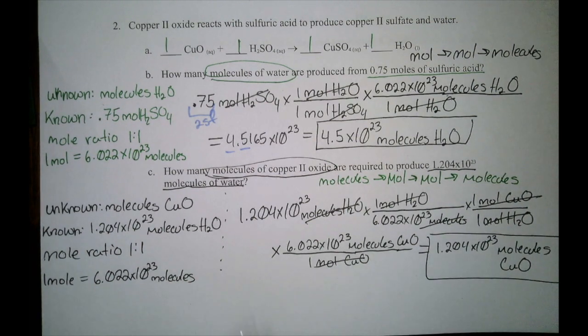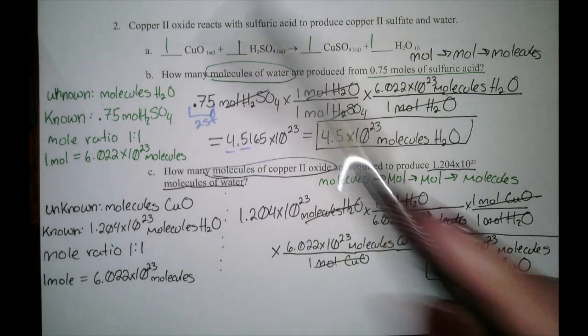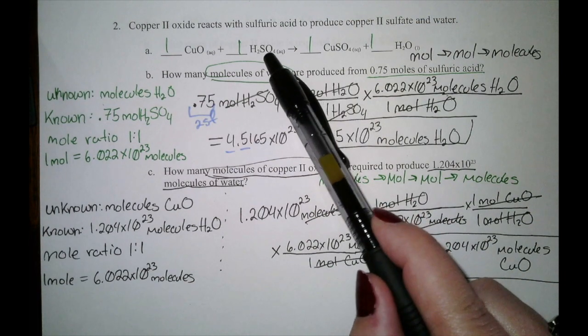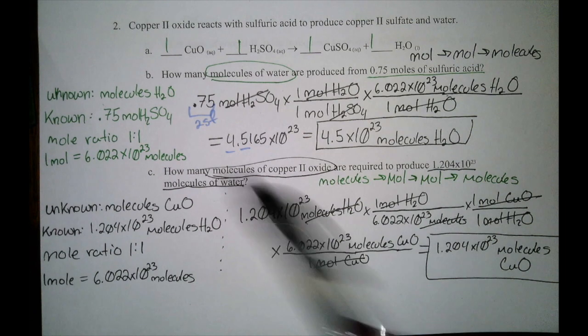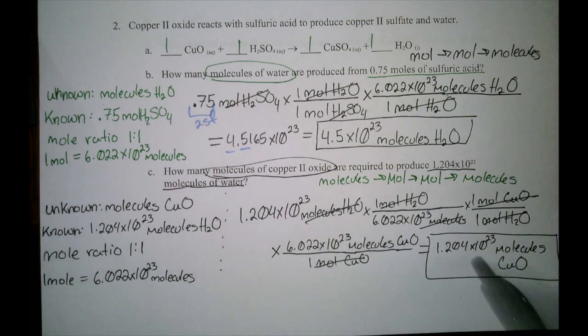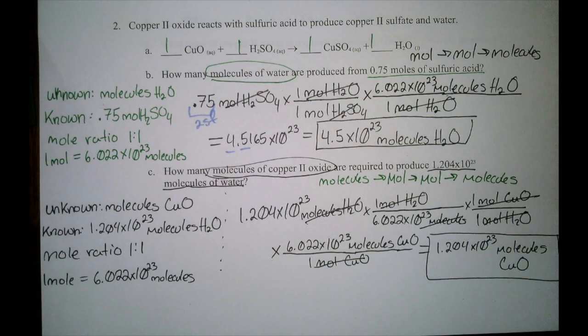And this should make sense based on our chemical equation. If one molecule of copper 2 oxide can combine with one of sulfuric acid to make one water and one copper sulfate, then our total number of molecules should never change beginning and end. So that's why this answer makes sense.